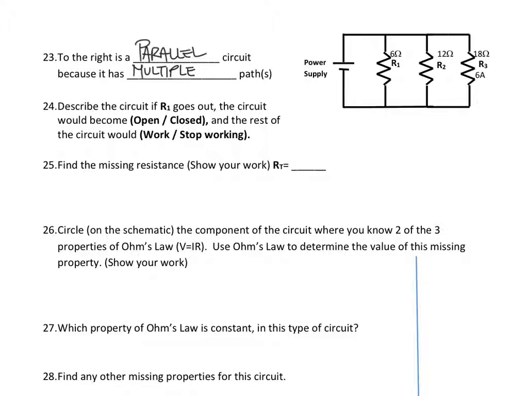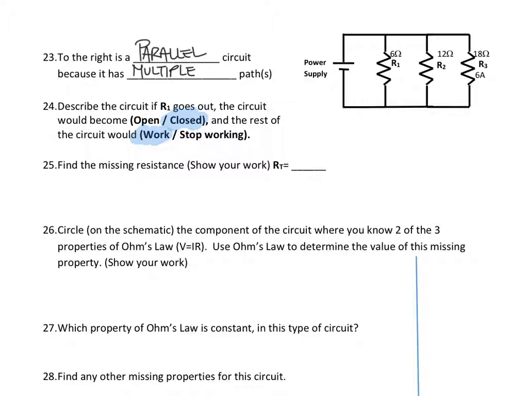So if I'm looking at this circuit and R1 goes out, meaning this resistor right here goes out, maybe the light bulb burned out or you unscrew the light bulb, whatever it may be, what's going to happen to the other light bulbs? Well, I know that this is a parallel circuit, and electrons have more than one pathway to travel. So if R1 goes out, this is still a closed circuit. Okay, electrons are still going to move. They can't go through R1, so they're going to move through R2 and back. They're also going to move through R3 and back. So the rest of the light bulbs here are going to continue to work. They're not going to change.